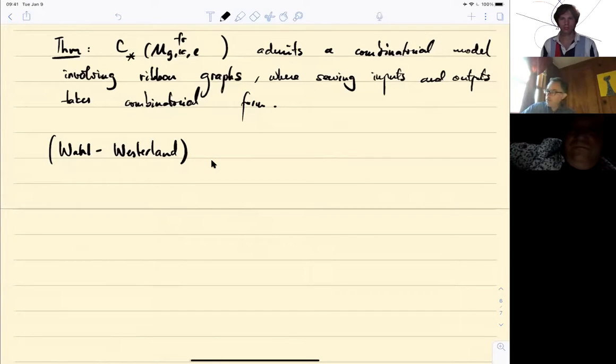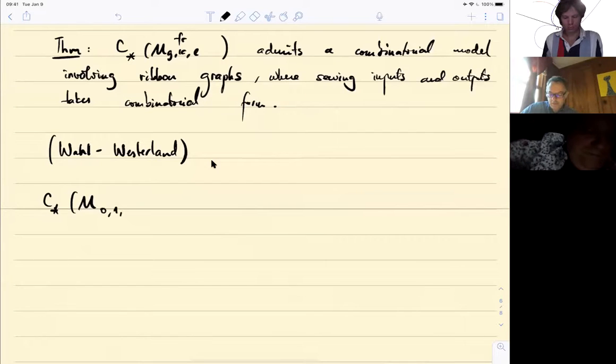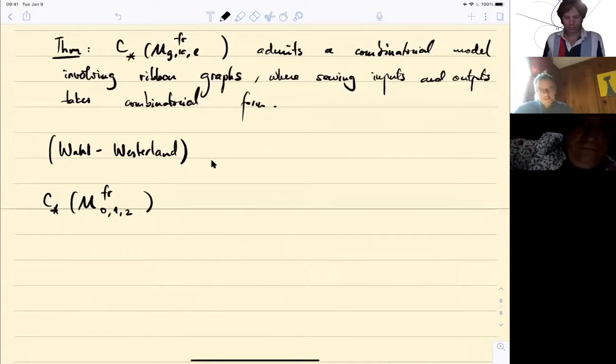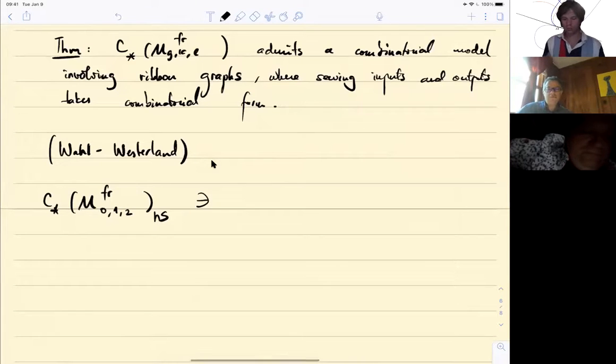So here's what I'm going to do. I'm going to first look at chains on M_{0,1,2} framed. So I'm going to try to look at this, and again with this HS decoration, which means I'm taking the homotopy quotient where the inputs are anti-symmetrized. Well, there's only one input, so there's not much that's interesting, and two outputs, which are symmetrized. Now, I claim that in here there is a unique ribbon graph of degree 0. So that ribbon graph will look like this.